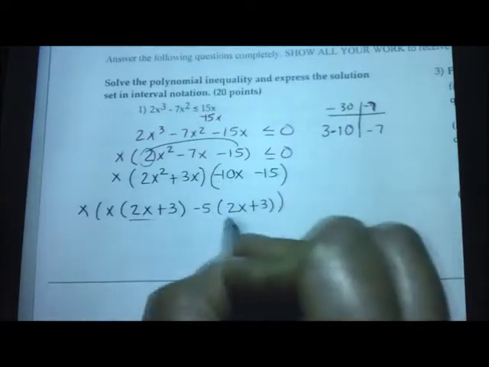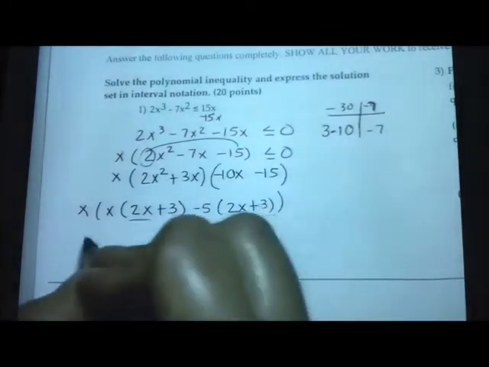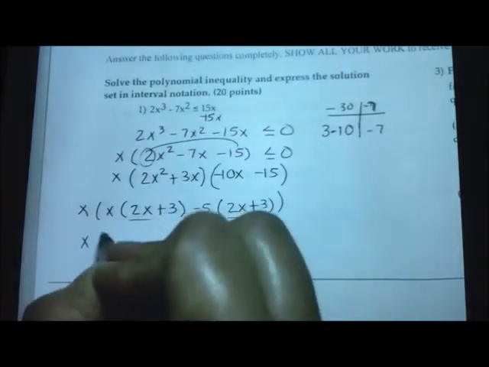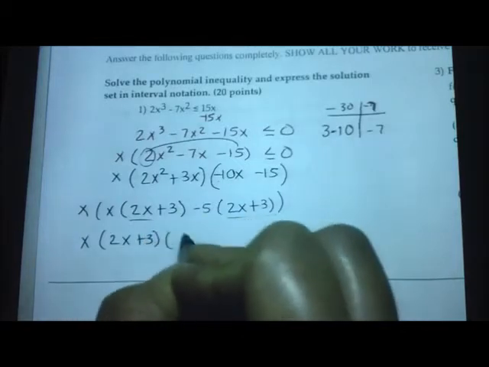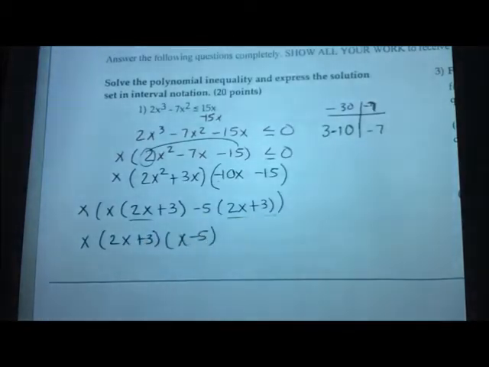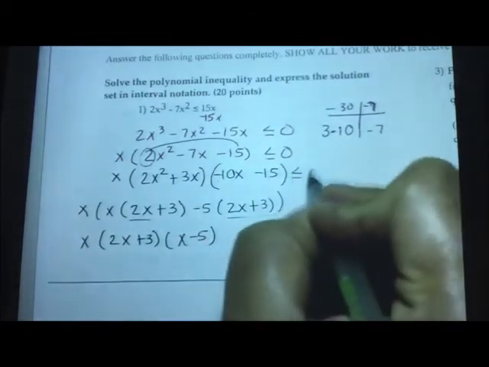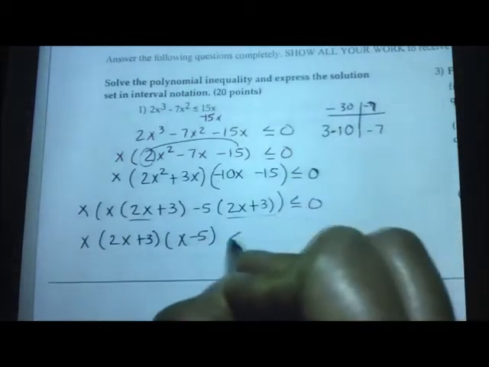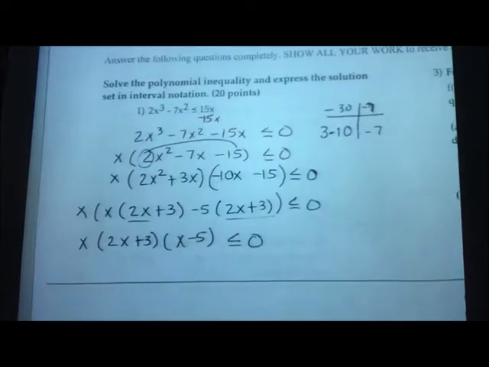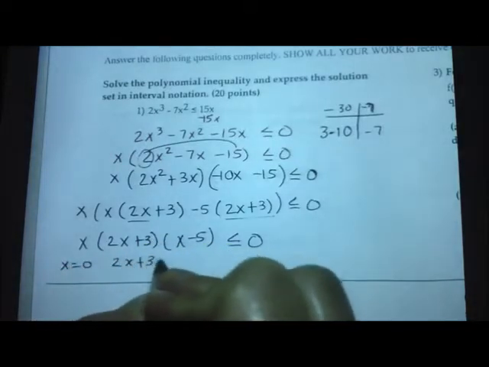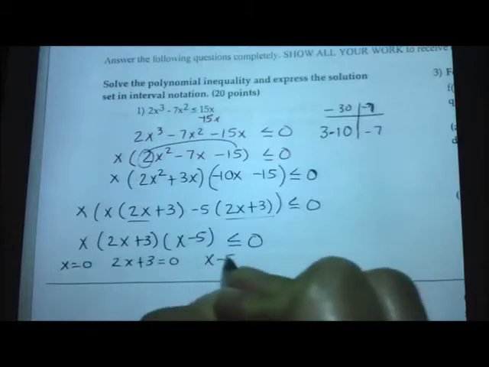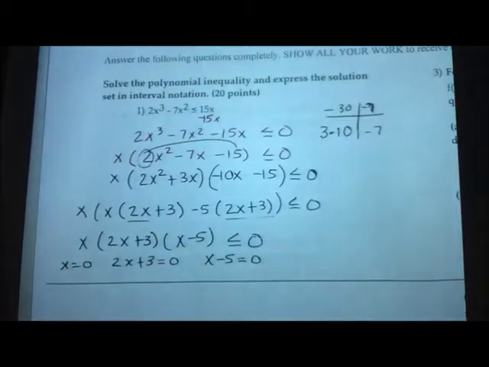Are these two parentheses the same? Yes. Great. So then this becomes x times (2x plus 3) times (x minus 5), and all this is still less than or equal to 0. So how many possible answers do I have here? 3. Because the first one becomes x equals 0, x plus 3 over 2 equals 0, and x minus 5 equals 0.